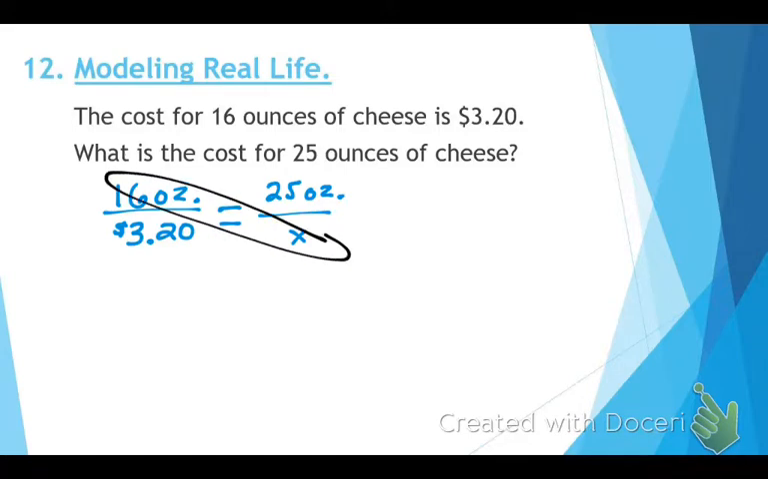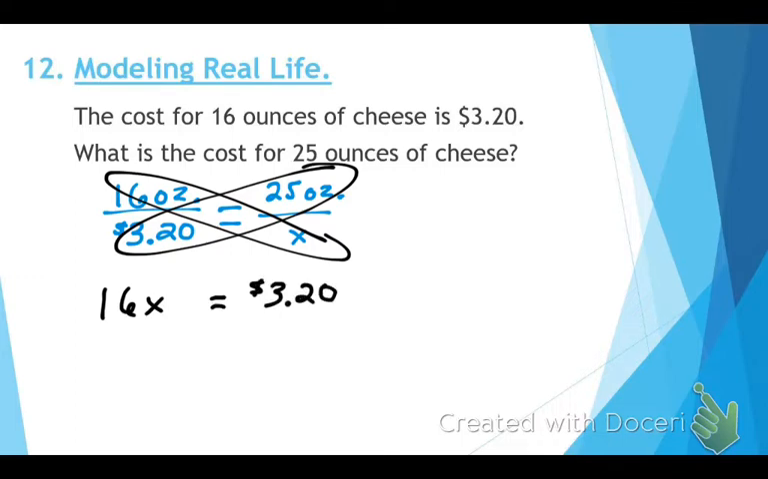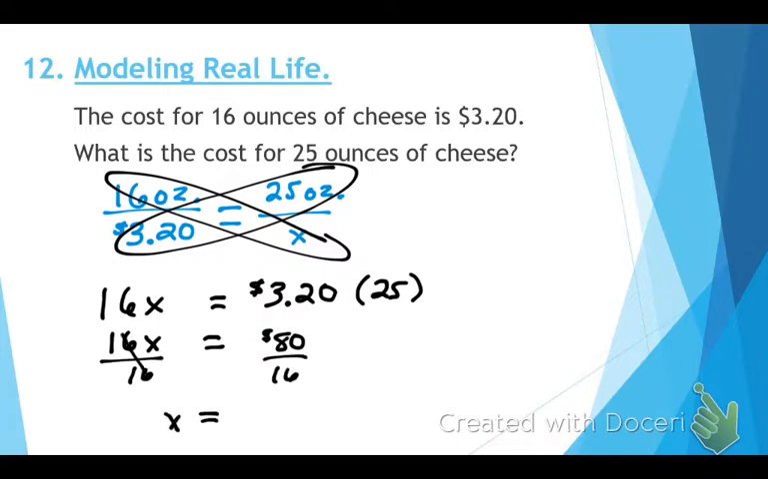So I'm going to take 16 and multiply it by that x. So 16x equals $3.20 times 25. Guys, what's $3.20 times 25? $80. $80. We got to get this by itself, so we're going to divide by 16. X equals what? $5.